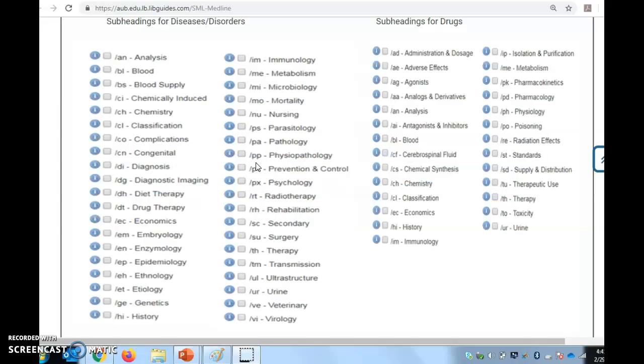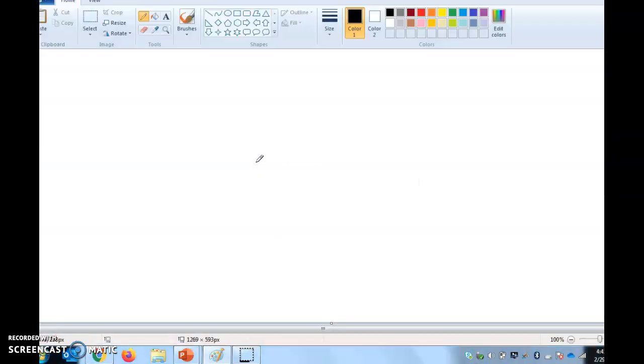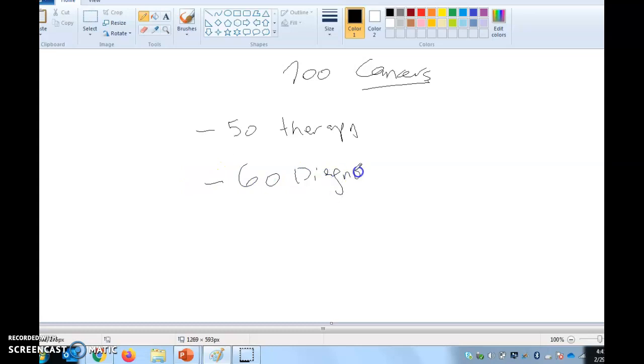There's a set of subheadings specified for drugs and diseases. They are shown here. In layman's language, let me explain it. If the indexer receives 100 articles that are talking about cancer or neoplasms, the MeSH, and they saw that 50 of those articles are talking about therapy, 60 about the diagnosis of cancer, and 90 articles about prevention and control. Now, these are not the right numbers, but I'm just giving an analogy to make the concepts clear.